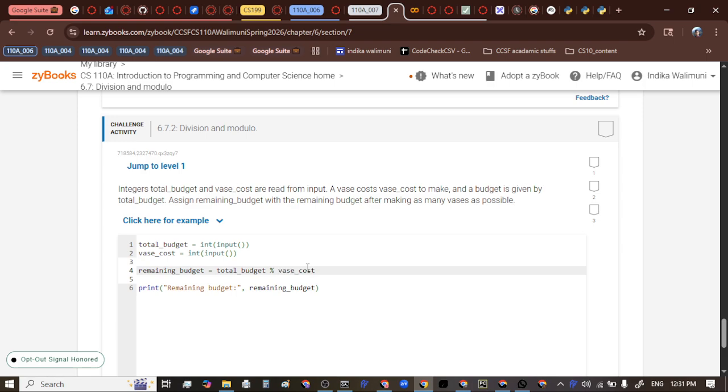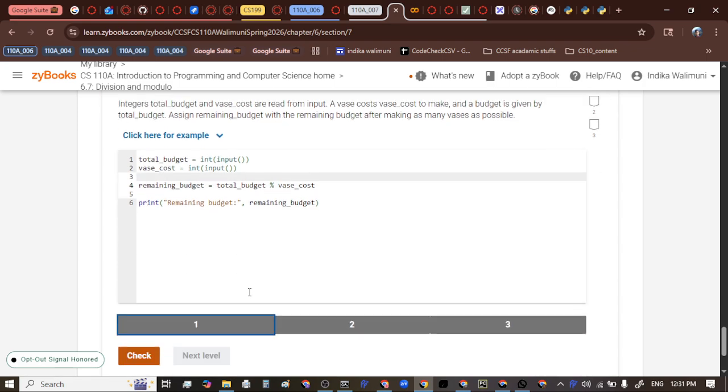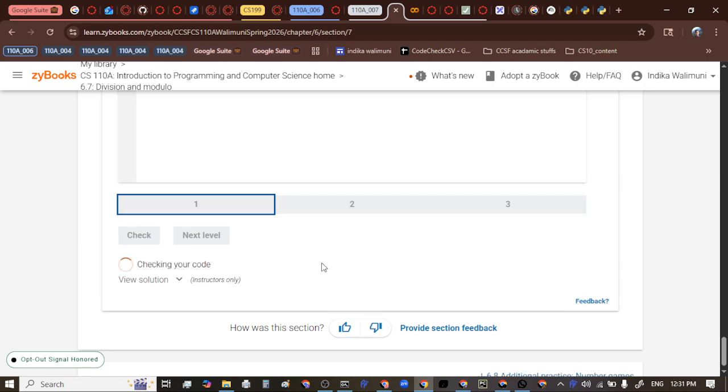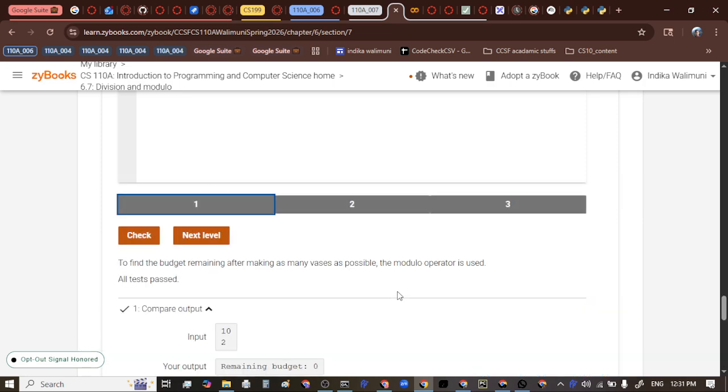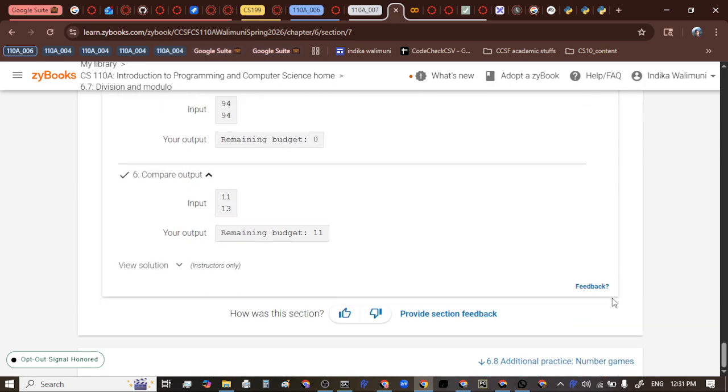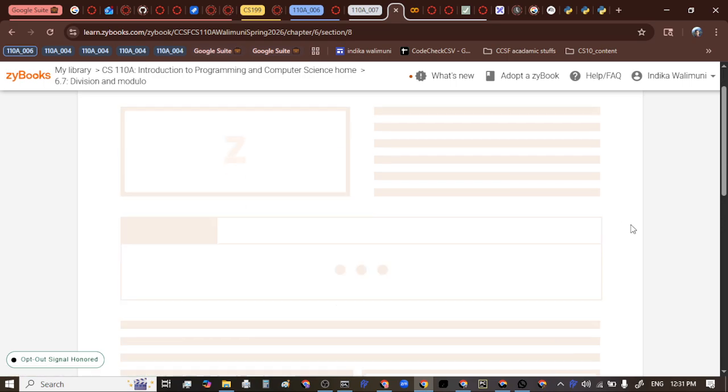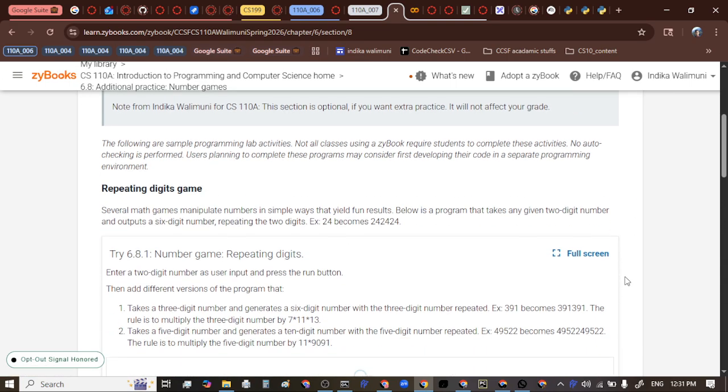Once you use the budget, you make vases, right? And then there's a limit, right? And then there's the rest of the budget, what's left, and that's going to give you the remainder. Okay, so this is going to be the answer. Okay. All right. So there is additional practice. You guys should do it.